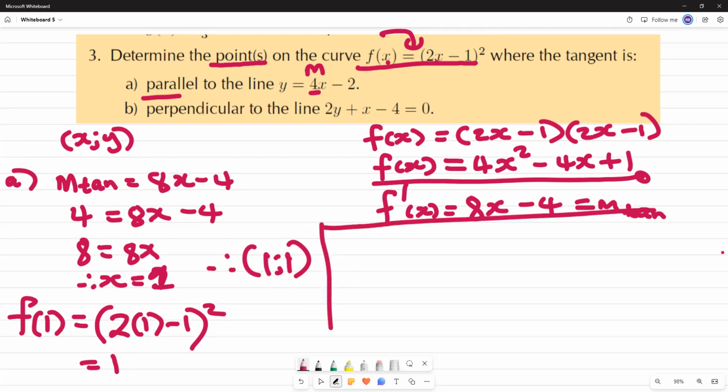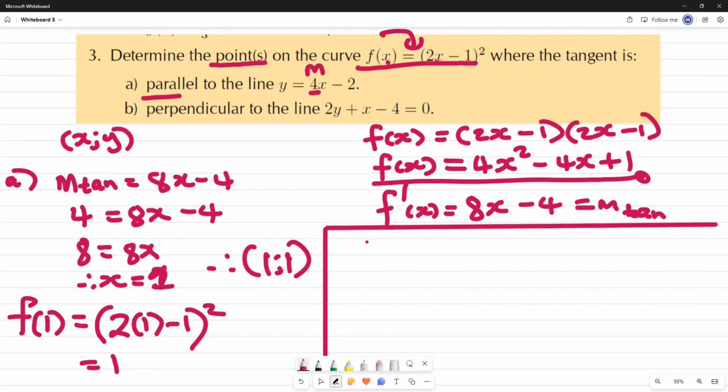Now let's try B. On B, they say the tangent is perpendicular to this line. Remember, this line is not written in the standard form. Let's write it in the standard form first, and then we can analyze it from there.